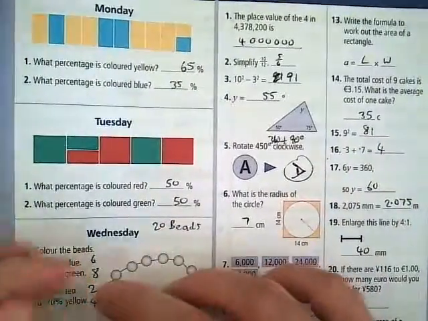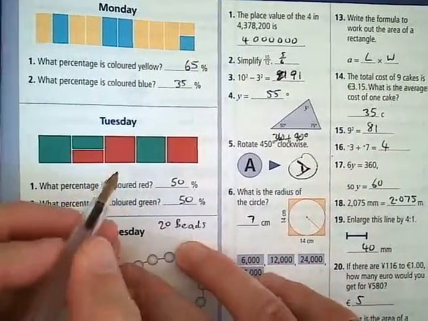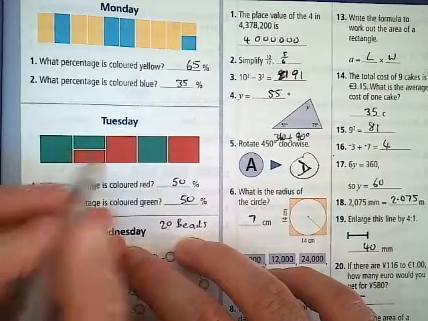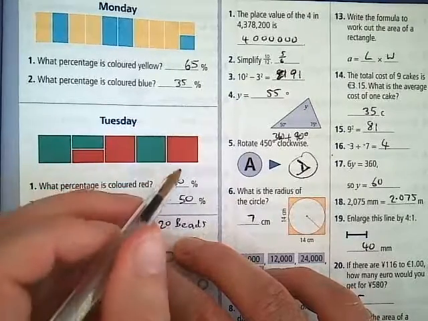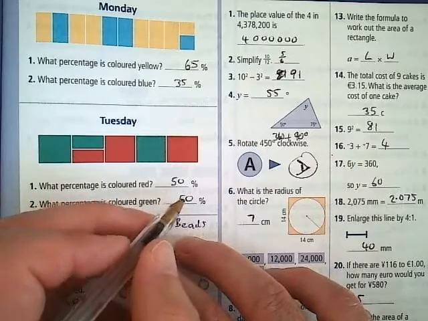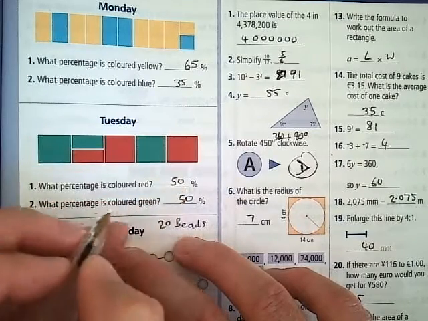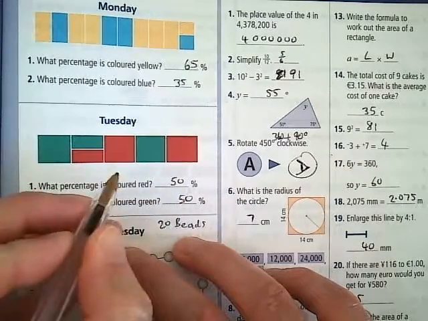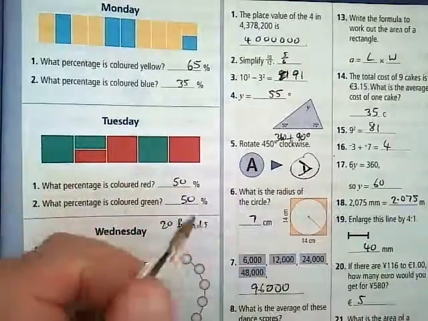And the problem solving for Tuesday was this one. What percentage is colored red? Now, out of the 5 blocks, 2.5 are red. So 2.5 over 5. Well, 2.5 is half of 5, isn't it? So it's 50%. And it's the same amount for green. 2.5 blocks. So again, it's 50% is green.